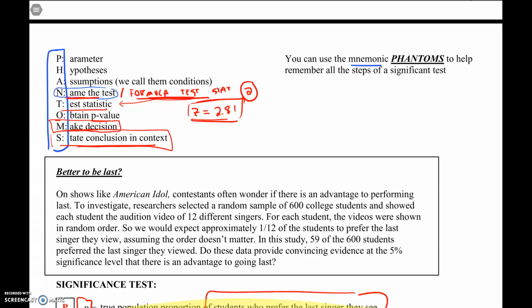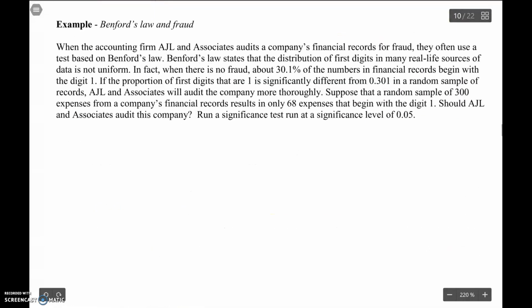All right, so now let's do an example where we run through this entire procedure for a hypothesis test. Benford's Law and fraud. When the accounting firm AJL and Associates audits a company's financial records for fraud, they often use a test based on Benford's Law. I think we had some examples with Benford's Law before, but you don't need to know what that is. Benford's Law states that the distribution of the first digits in many real-life sources of data is not uniform.